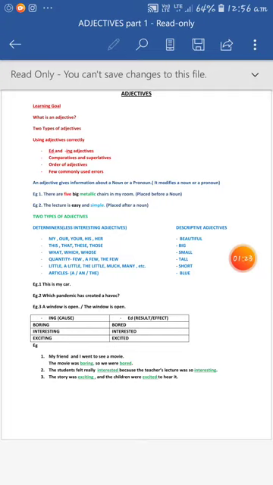You can see there the four parts: ed and ing adjectives, comparatives and superlatives, order of adjectives, and a few commonly used errors. Well, children, we are not going to cover this in one part, we are going to cover it in two parts. So today the first part will cover only three things: what is an adjective, two types of adjectives, and using adjectives correctly, the first part, that is ed and ing adjectives. Hope you will enjoy it.